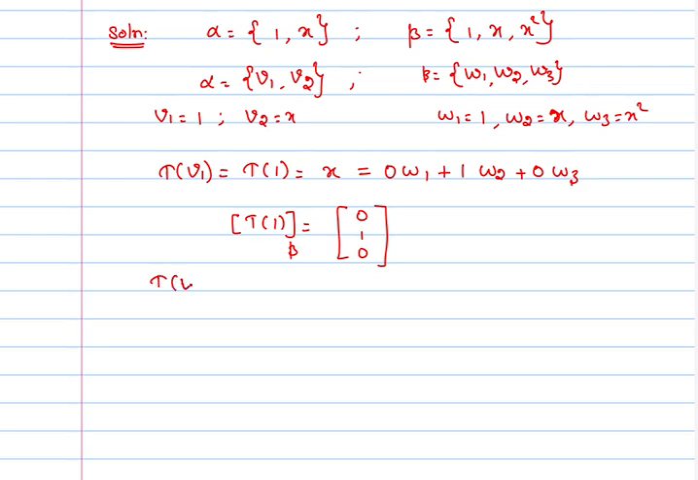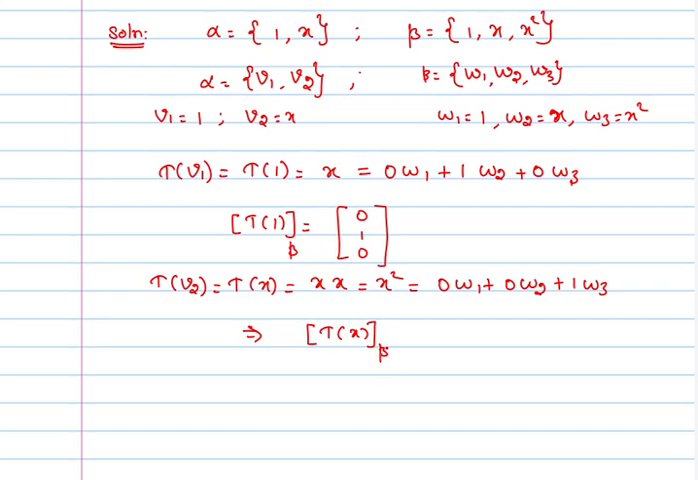Similarly, T of V2 is T of X. What is the answer? X times P of X, where P of X is here X. So X times X gives X square. In terms of the basis, 0 times W1 plus 0 times W2 plus 1 times W3. This implies the coordinate vector of T(X) with respect to beta is 0, 0, 1.